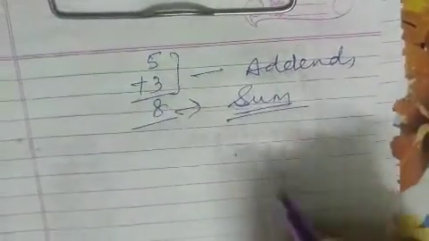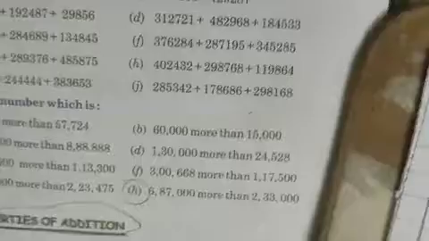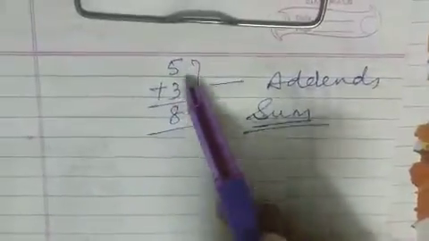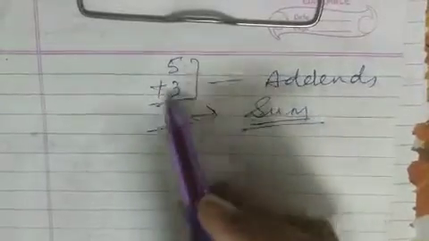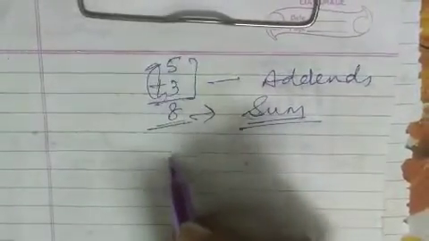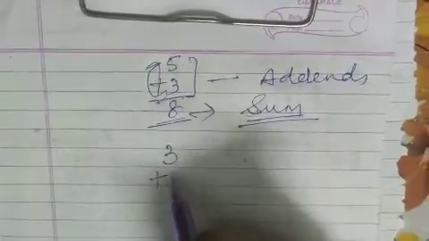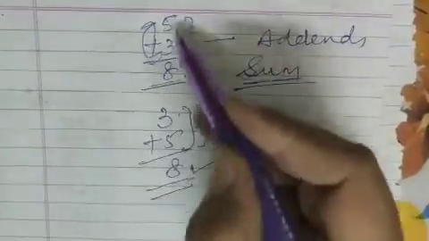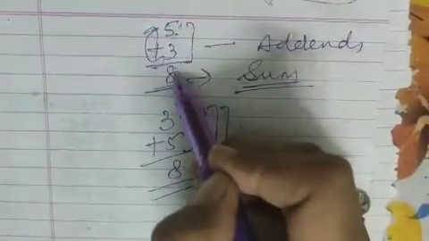Okay. So what is the meaning of this property 1? It means when we add two numbers, suppose the answer is 8. And if we change the order of these two numbers, suppose 3 will come first and here 5. Now we have changed the place of 3 and 5. Again the answer is the same. So there will not be any difference in the answer when we change the order of the addends. So this is the property number 1.